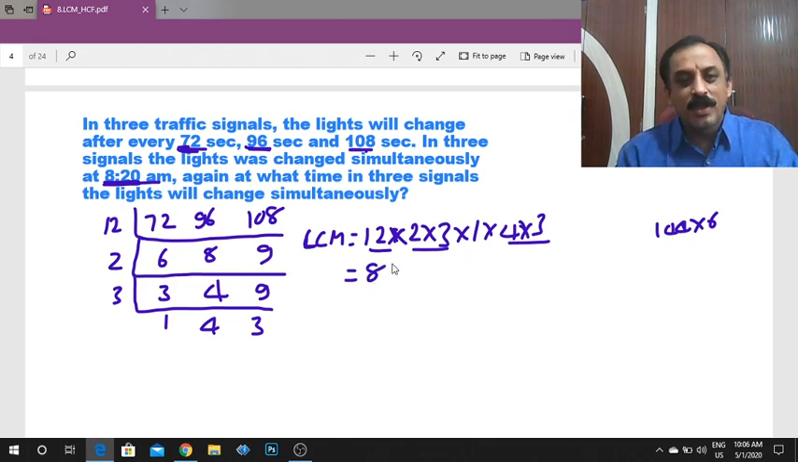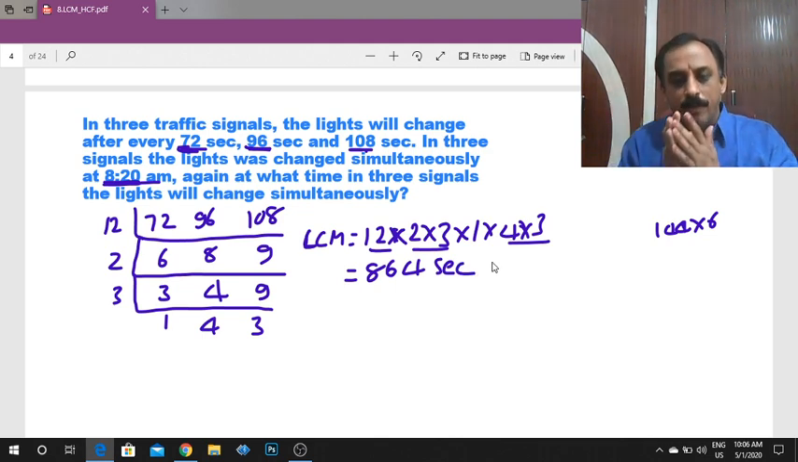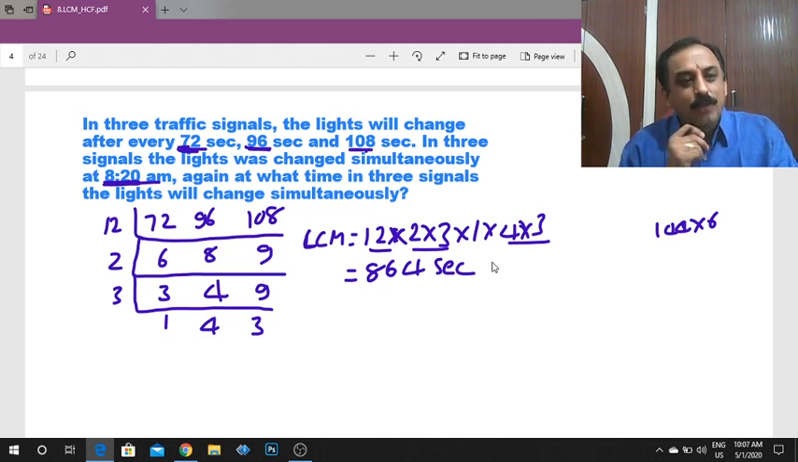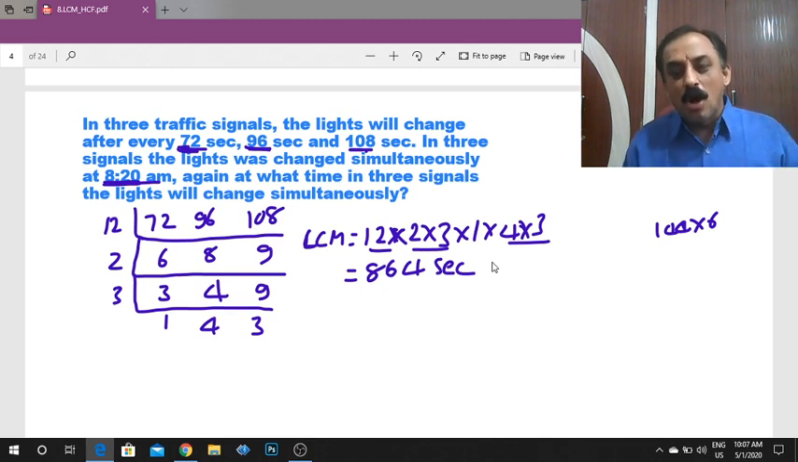So in three signals, the lights will change after every 864 seconds. After every 864 seconds, the lights will change simultaneously. But the question is, today morning at 8:20 the lights changed simultaneously. Again, at what time will the lights change simultaneously? So 8:20 after 864 seconds. 864 seconds means how many minutes? Convert seconds to minutes.